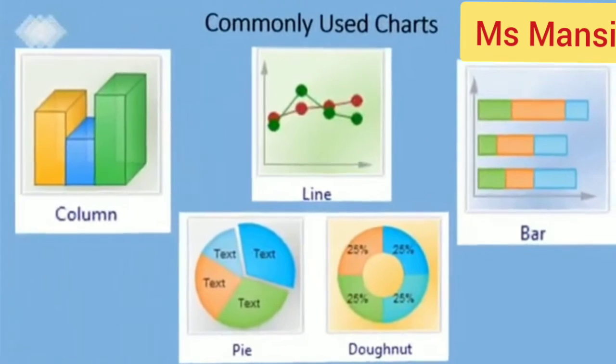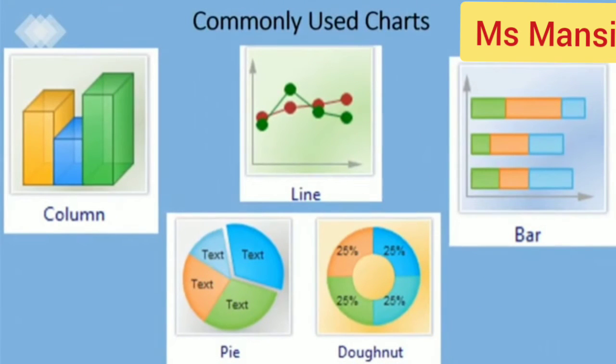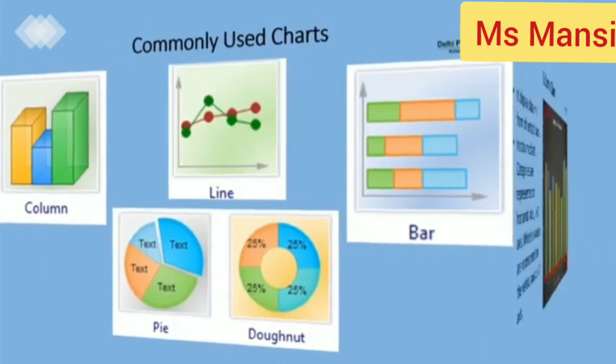Now commonly used charts are column chart, line chart, bar chart, pie chart and donut chart. These are the commonly used charts. First is column chart.